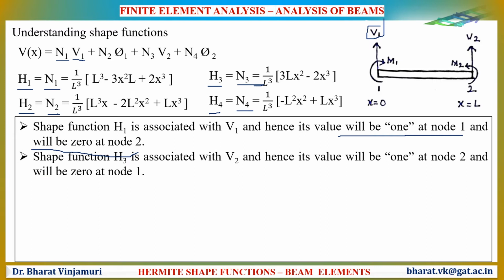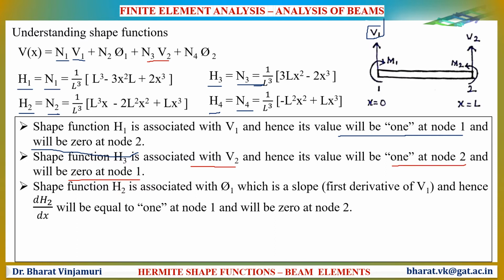Similarly, shape function h3. Let us understand how the shape function h3 is varied over the structure. The shape function h3 is associated with the term v2. And since there is no v2 term at node 1, the value of h3 will be 0 at node 1, and the value of h3 will be 1 at node 2.